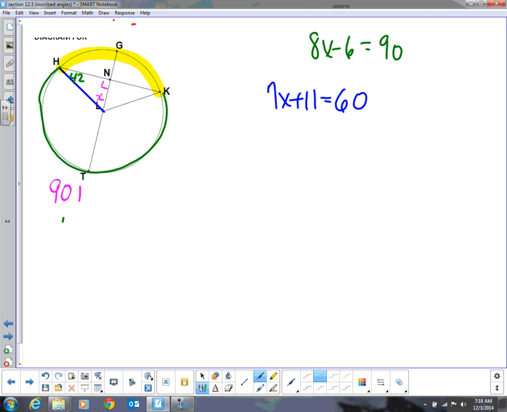90 plus 42 is 132, then what? 180 minus 132 is going to be 48. So if this is 48, what's that arc? 48. How am I going to find this green arc?